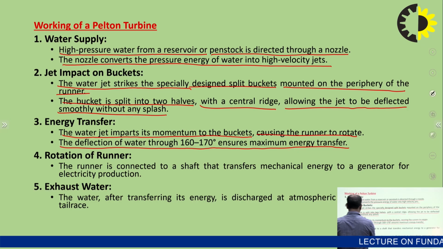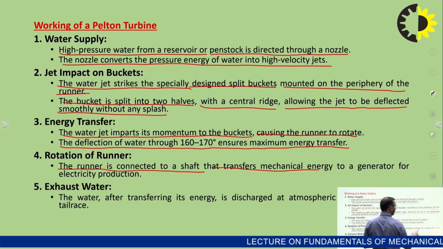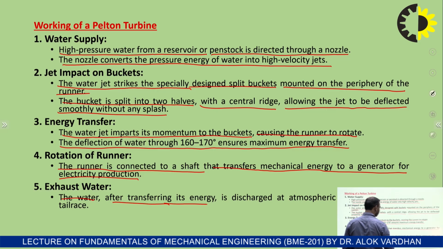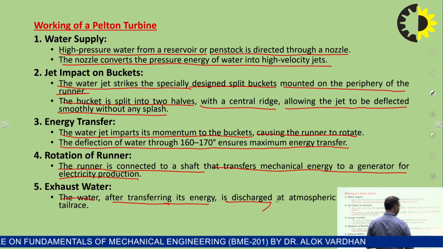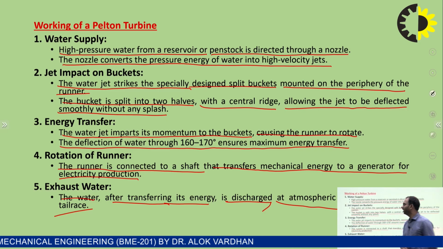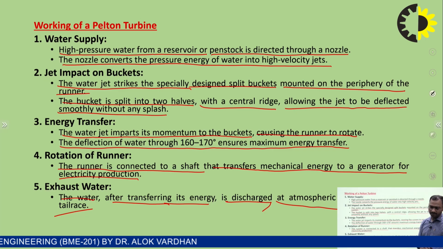Then the runner is connected to a shaft that transfers mechanical energy to a generator for electricity production. And finally, the water after transferring its energy is discharged at atmospheric pressure into the tail race. So this is the complete working of a Pelton turbine.